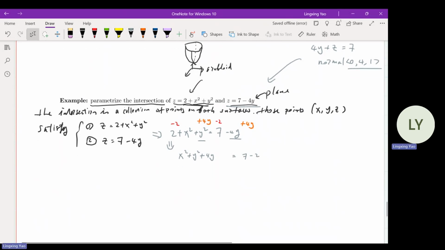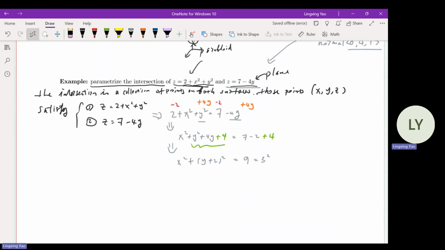And then there's y squared plus 4y. We want to complete the square, so we make it plus 4 and also plus 4 here, because whatever operation we do, we have to do it on both sides. Then we've got x squared plus, so this is becoming (y plus 2) squared. And on the right, we've got 9, I think, which is 3 squared.